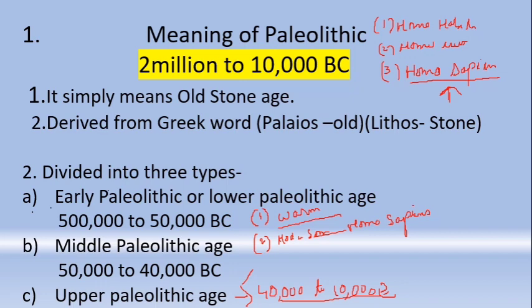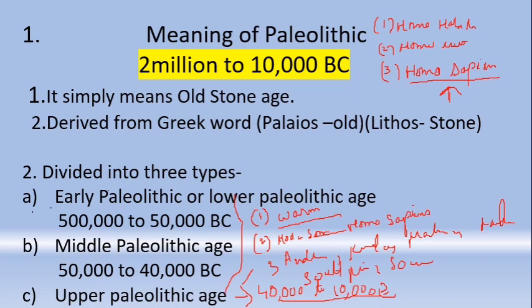Now what are the areas we found in this upper Paleolithic age? The areas are Andhra Pradesh, Karnataka, Maharashtra, Madhya Pradesh, South Uttar Pradesh, and South Bihar. Okay, these are the characteristics we found in the upper Paleolithic age. Yes, these are the areas we found. I think all of you are clear with these three characteristics, 1, 2, 3.